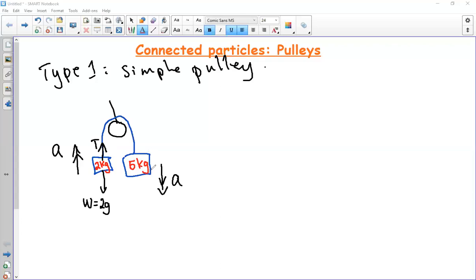So let's have a look at the 5 kilogram box. Again, it will have a weight acting downwards, and that would be 5g. And there will be a tension in the string. Now, what would this tension be? Well, as we said, both boxes are connected by the same string, and it is a light inextensible string, and the string should be taut as well. So that means the tension throughout the string should be exactly the same.